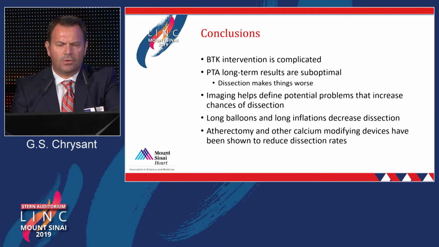So in conclusions, BTK intervention is complicated. These lesions are complicated, so there's lots of things to think about. The long-term results of just plain balloon are suboptimal. Imaging can help. Long balloons and long inflation times can help decrease dissection. And adjunctive therapy, according to what you see in the lesion, such as atherectomy and other calcium modifying devices, can also help reduce dissection rates.